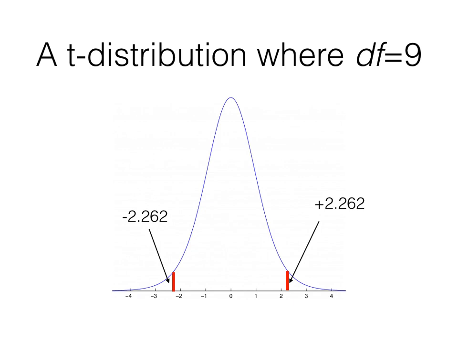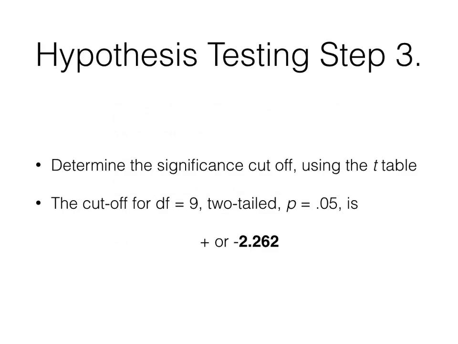Or another way to look at this, here's the t-distribution where the degrees of freedom is equal to 9. I've marked off that plus 2.262 and minus 2.262 as the places where we have the bottom and top 2.5%. So that means that our cutoff is plus or minus 2.262.